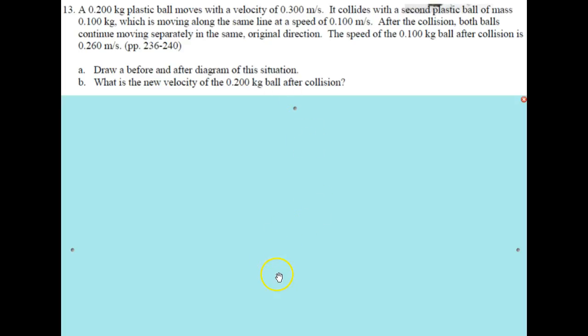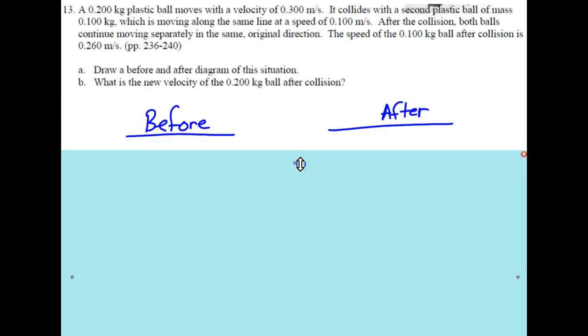And finally, number 13. A 0.2 kilogram plastic ball moves with a velocity of 0.3 meters per second. It collides with a second plastic ball of mass 0.1 kilogram, which is moving along the same line at a speed of 0.1 meter per second. After the collision, both balls continue moving separately in the same original direction. The speed of the 0.1 kilogram ball after collision is 0.26 meters per second. Draw a before and after diagram of this situation, and find the new velocity of the 0.2 kilogram ball after collision. All right, so we start with a before and after diagram.